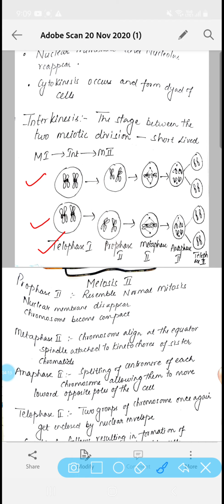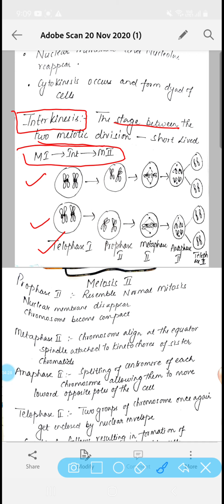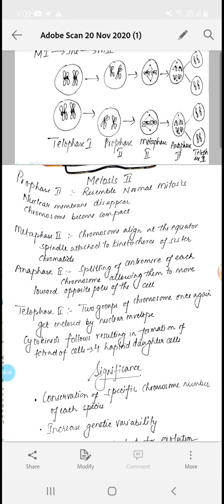Now here comes the stage called interkinesis. Interkinesis is the stage between the two meiotic divisions. I have represented it like this: meiosis 1, interkinesis, and then meiosis 2. This stage, interkinesis, is short lived. It occurs for a very short duration. Now we have completed meiosis 1. Now the second division will take place, that is meiosis 2. This meiosis 2 is almost the same as the mitosis process.